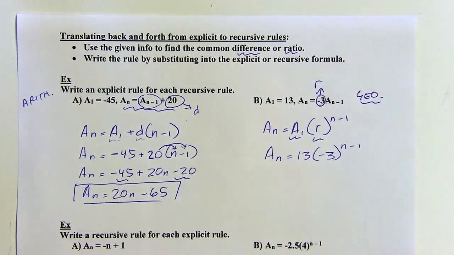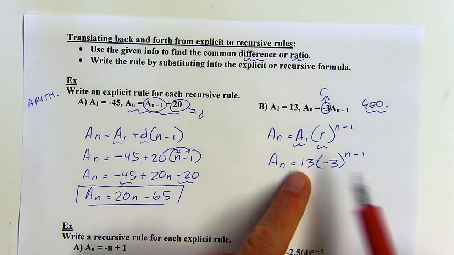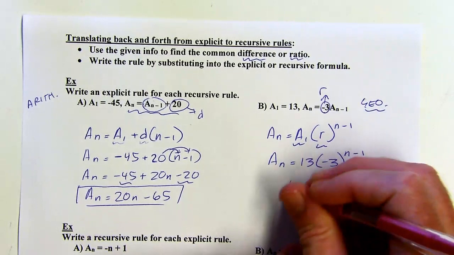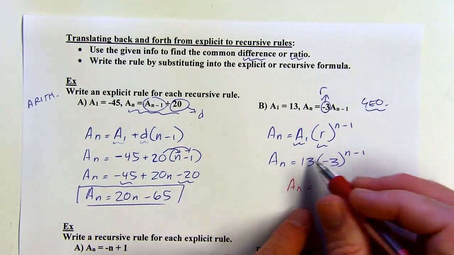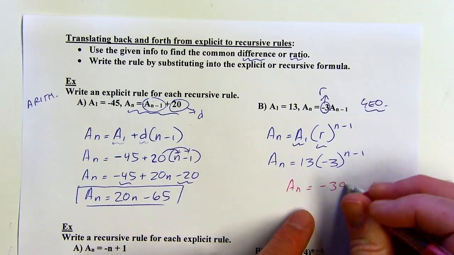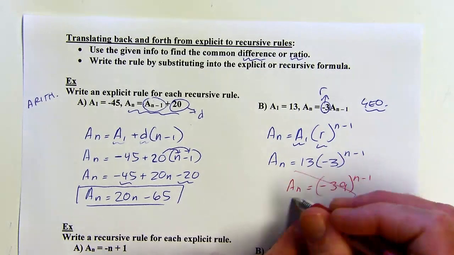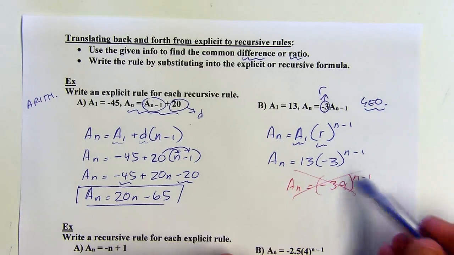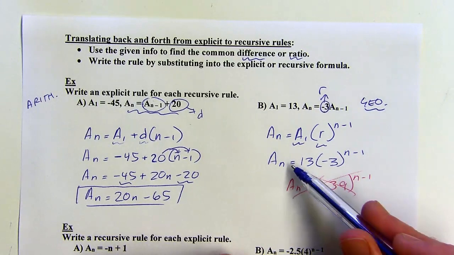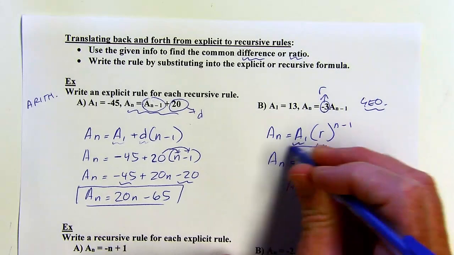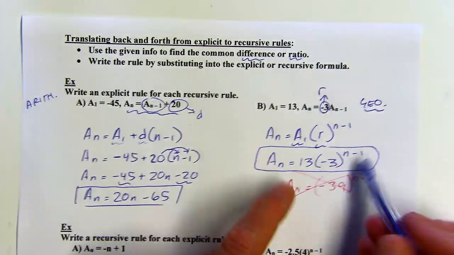Okay? It's really tempting to think, oh, hey, I can multiply 3 times negative 13 to... I see a lot of times that people will simplify this and say, okay, this is negative 39 to the n minus 1. But it's not, because you have to follow PEMDAS. You'd have to do the exponent before the multiplication, and I can't really do the exponent because I don't know what n equals. Okay, so this is as far as you can simplify that.